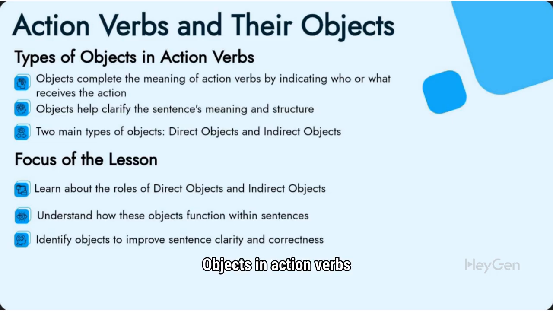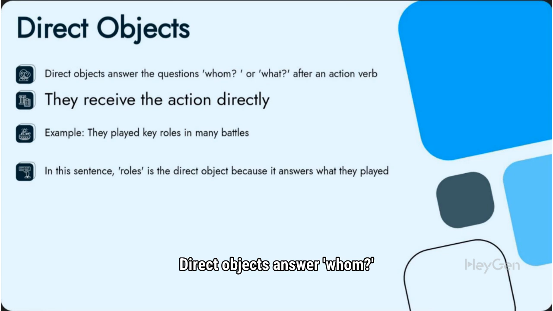Objects in action verbs clarify meaning by indicating who or what receives the action. They complete the verb's meaning and structure. There are two main types, direct objects and indirect objects. Direct objects answer whom or what after an action verb, receiving the action directly. For example, in "they played key roles in many battles," roles is the direct object, answering what they played.